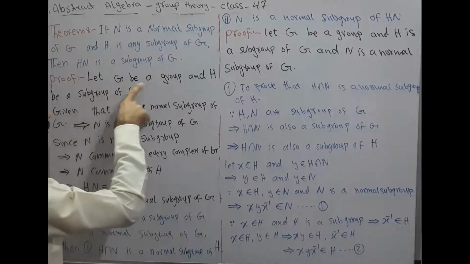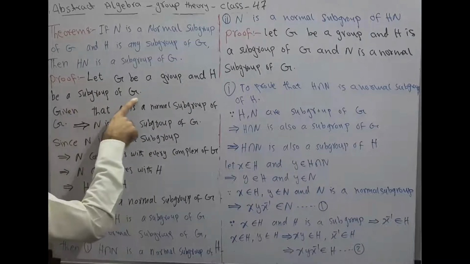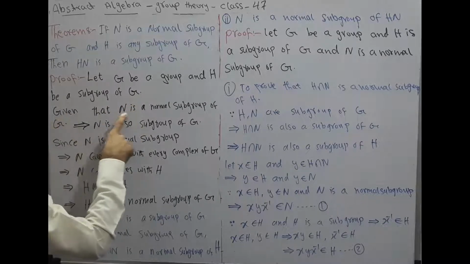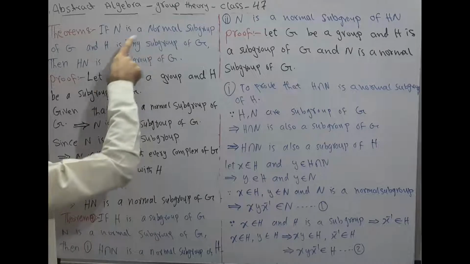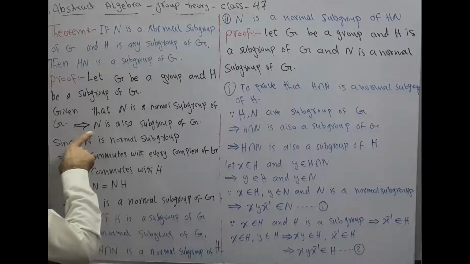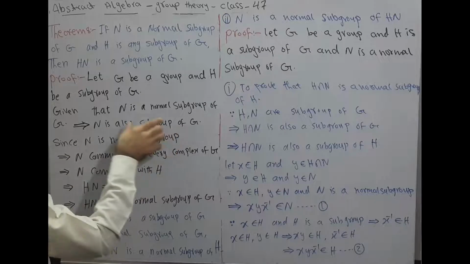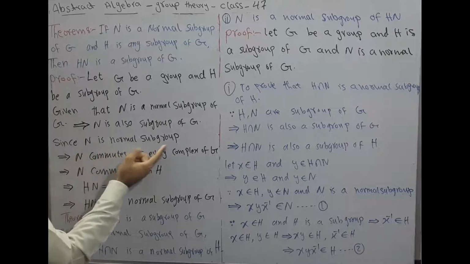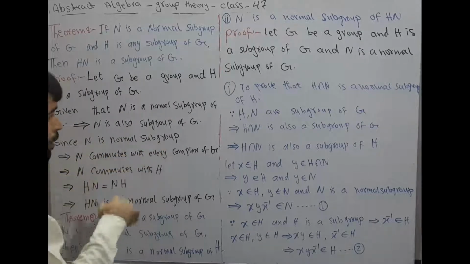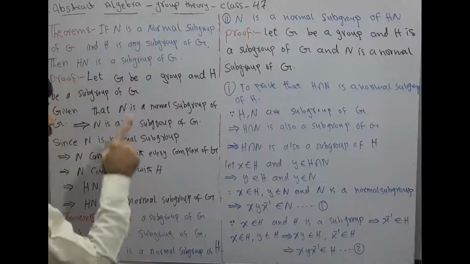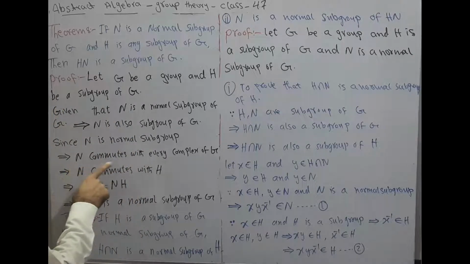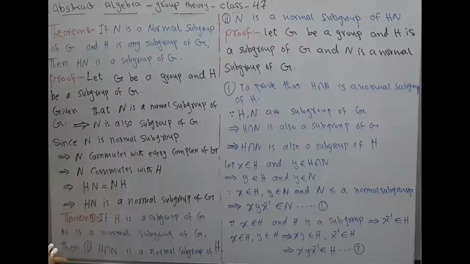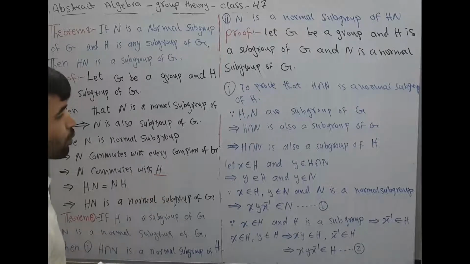Proof of the theorem. Let G be a group and H be a subgroup of G. Given that N is a normal subgroup of G, this implies N is also a subgroup of G. Every normal subgroup is also a subgroup. Since N is a normal subgroup, this implies N commutes, according to the previous theorem in lecture 46. This implies N commutes with every complex of G. This implies N commutes with H because H is a subgroup of G.